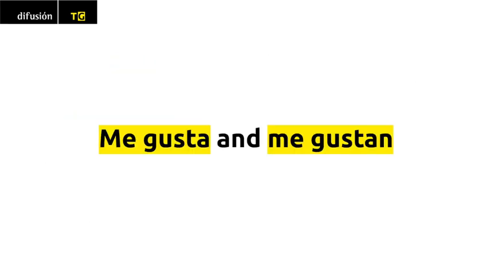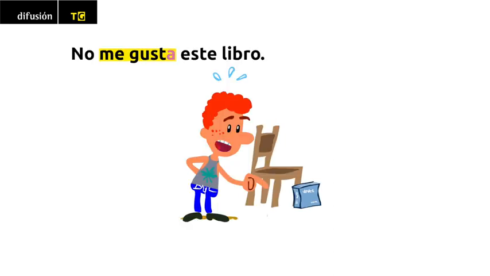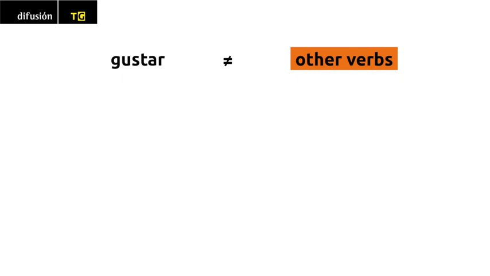Me gusta and me gustan. The verb gustar requires a different set of pronouns. For now, let's focus on just two forms, me gusta and me gustan. No me gusta este libro. The verb gustar, to like, behaves the opposite of other common verbs. To understand better how gustar works, let's take a look at another verb that functions in a typical way. For example, the verb odiar, to hate.